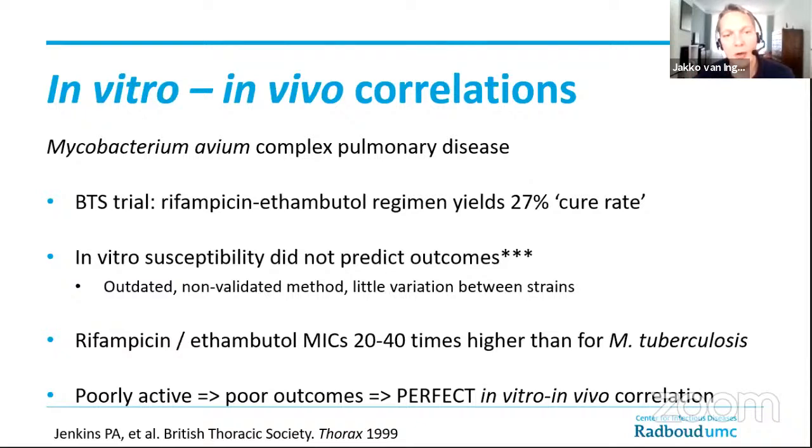But importantly, the trial noted that the susceptibilities to rifampicin and ethambutol were indeed very stable, and that the subtle differences did not translate into having a better cure rate if the susceptibility was quite good. Now, the technique that was used in the trial is not to be recommended. It's not a validated method, and as I said, there was very little variation. But that's where this myth comes from, that there's no relation between in vitro susceptibility and in vivo outcome of treatment. But I would say it's the other way around.